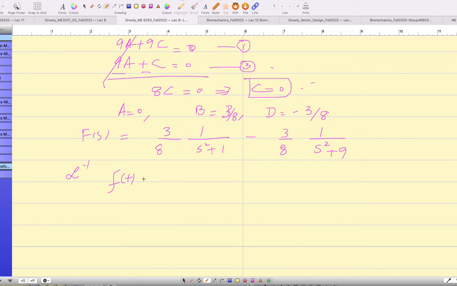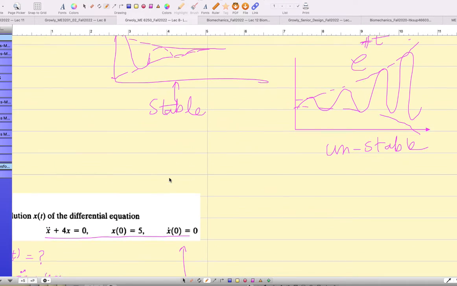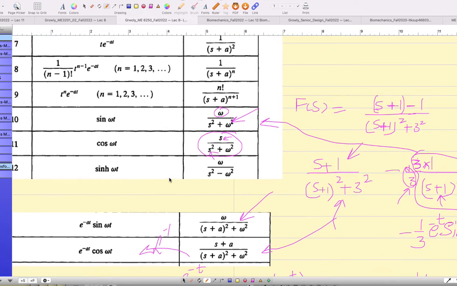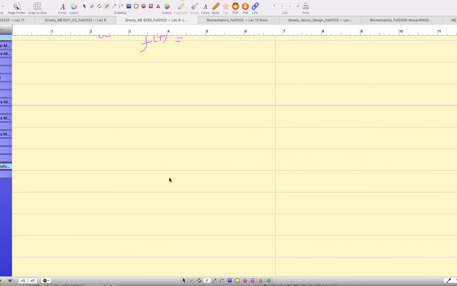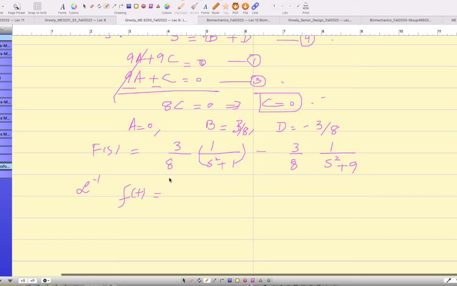f of t equals, now what is this equal to? If you take a close look, which form in the table is very close? Number 10, omega over s squared plus omega squared, is the same form. The Laplace transform of sine omega t is omega over s squared plus omega squared. This is the same form we see over here. In our case, omega equals 1 for the first term, and omega over here is equal to 3. Both are the same form as sine omega t.